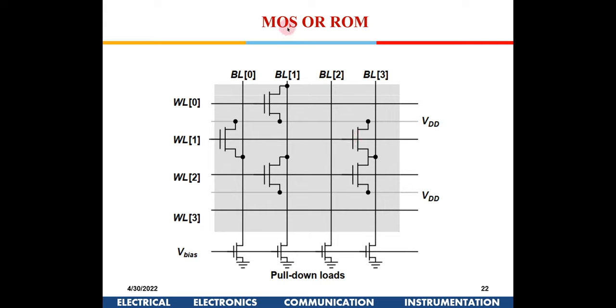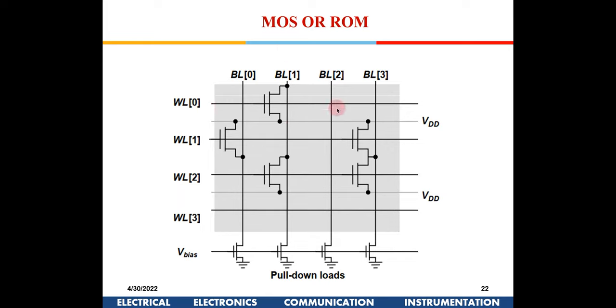This is known as a MOS OR ROM. I'll tell you why it is known as an OR ROM. These are the horizontal lines, these are the vertical bit lines, these are the word lines. Obviously from the decoder, one of the word lines will be activated. Only one word line will go high at any given time.